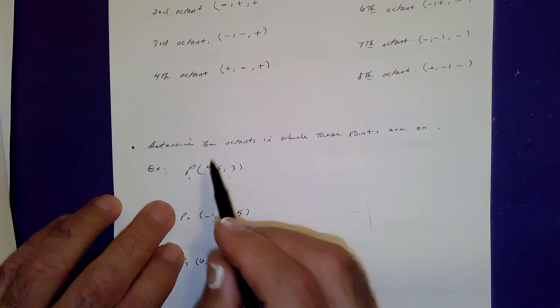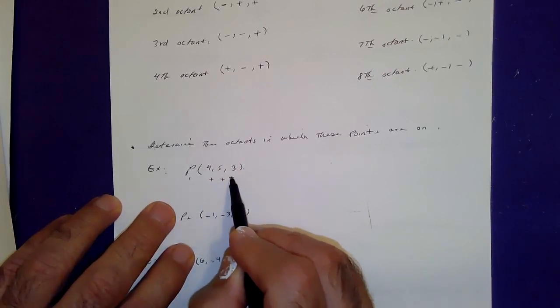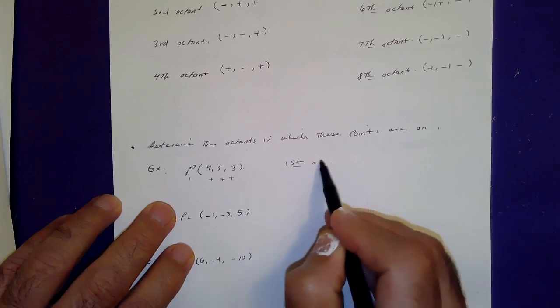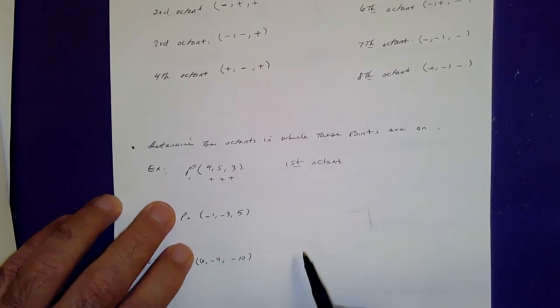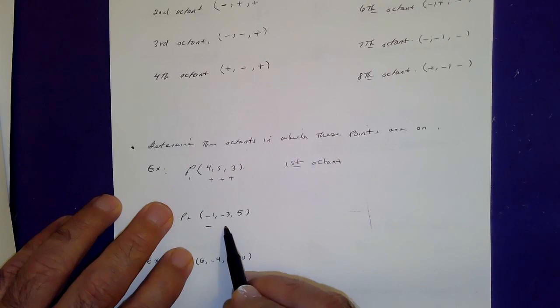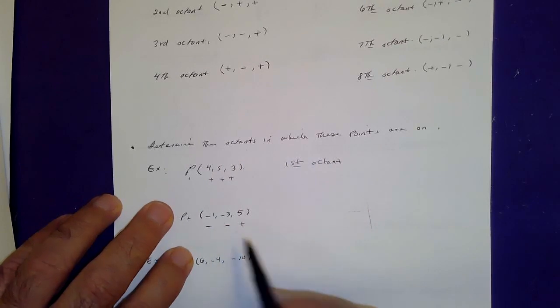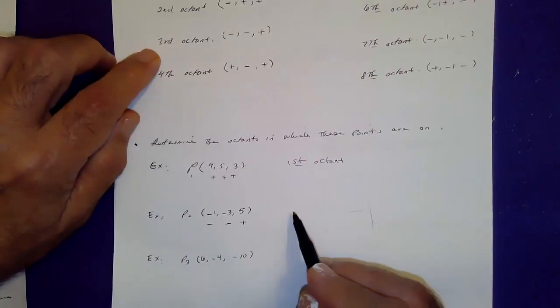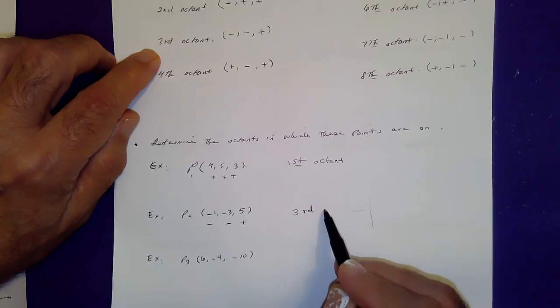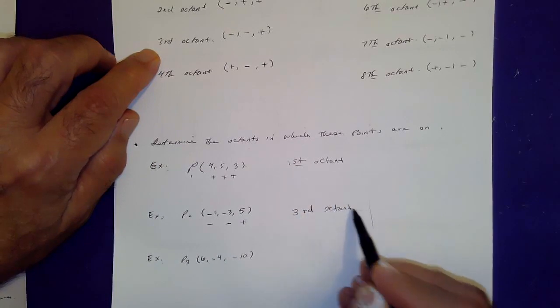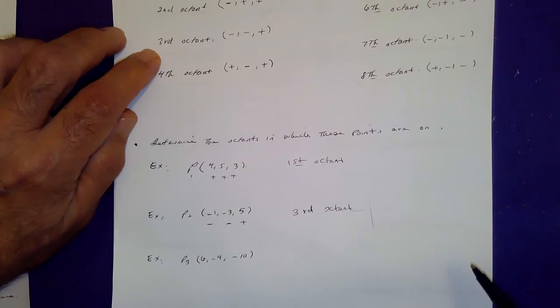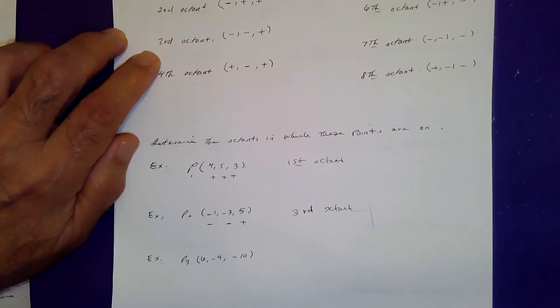are located? Notice all of these guys are positive, so this point must be in the first octant. Okay, x is negative, y is negative, but z is positive. So this point must be in the third octant. Remember, we don't say quadrant, we say octant.